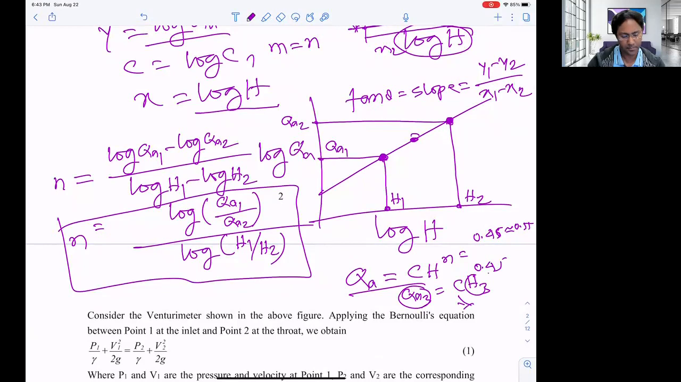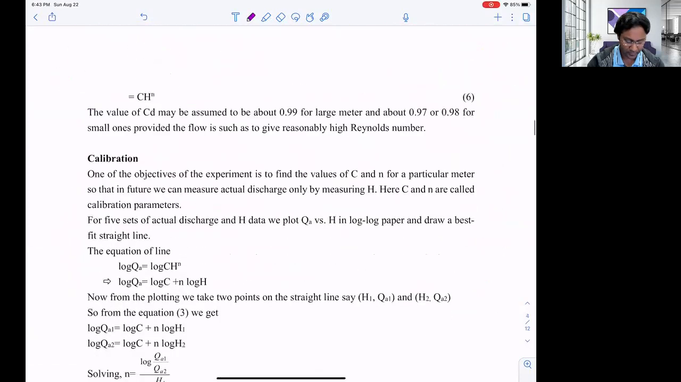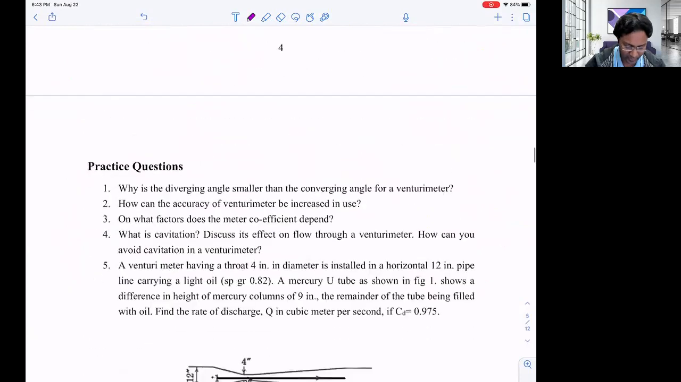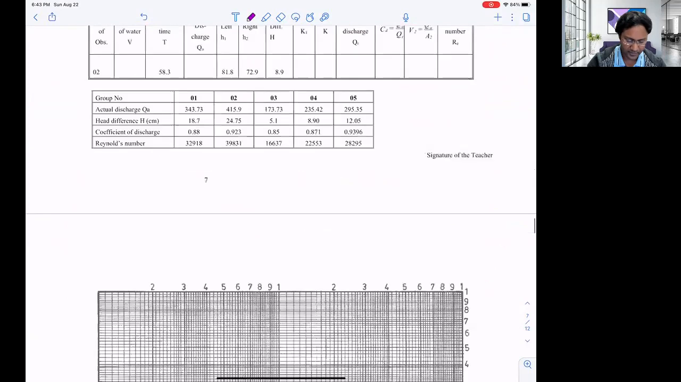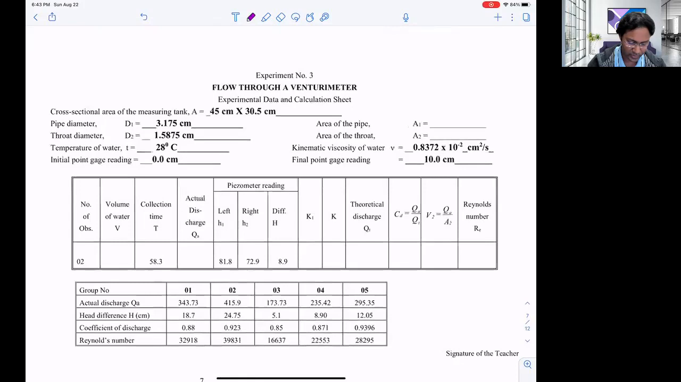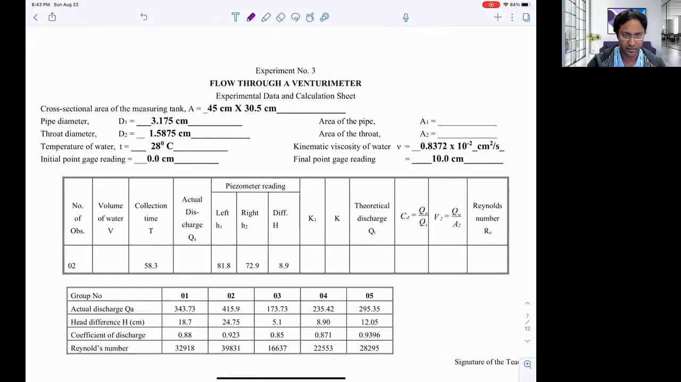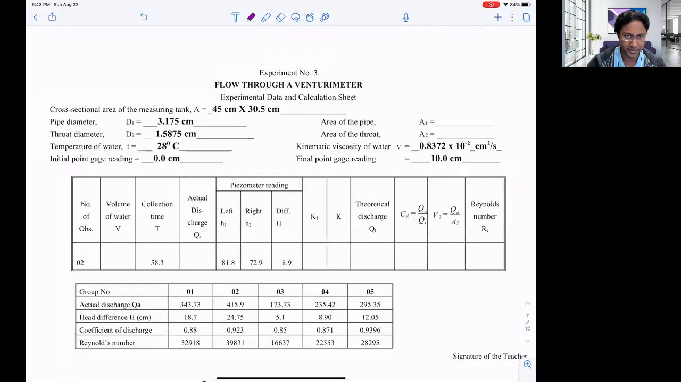So let me show you all these calculations, then you will understand what I'm trying to say here. Here we have our data sheet. This data sheet is the same as the previous one. In this calculation, you can see the bold values are already measured data, and the size of the tank is as before.